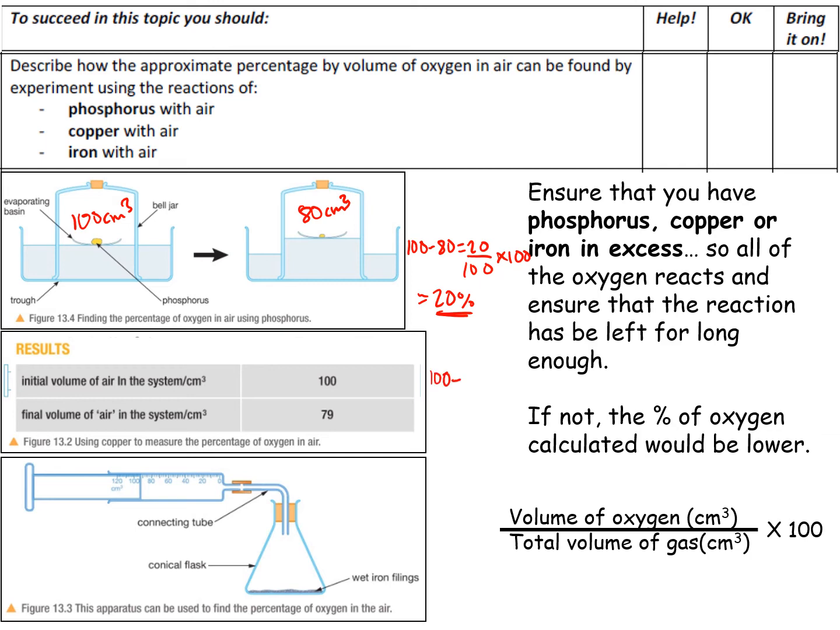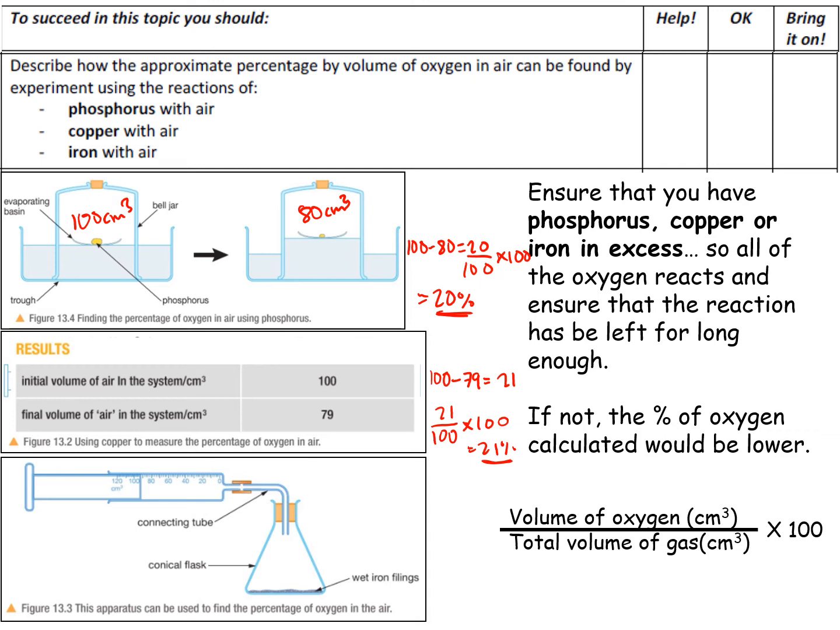We're going to find out how much oxygen is in the system, how much oxygen was removed, and it's 100 minus 79, and that equals 21. And if we do 21 divided by the total volume of air in the system, that's 100, times it by 100, and that equals, as you could probably already have guessed, 21%.